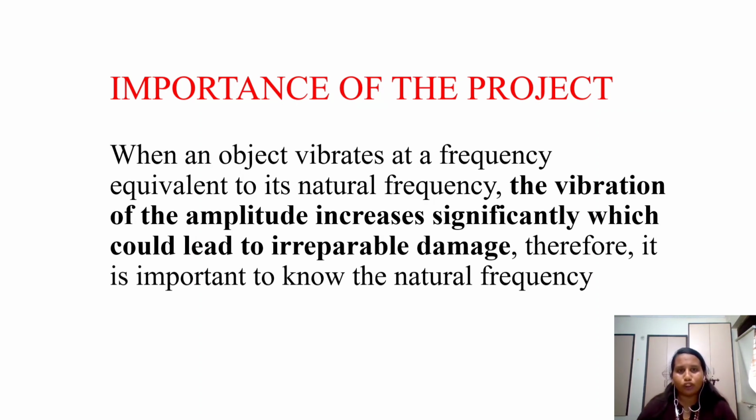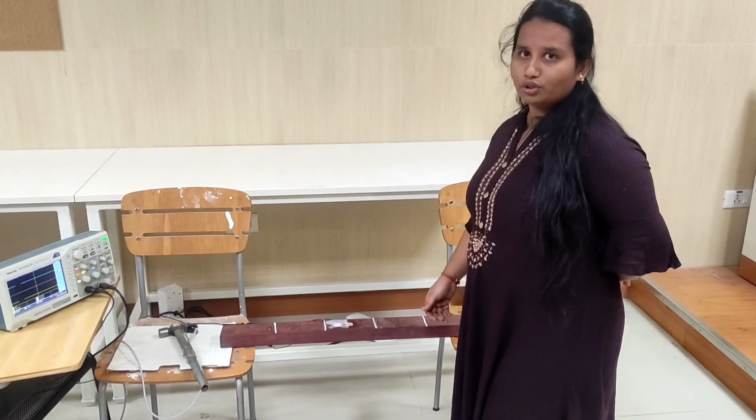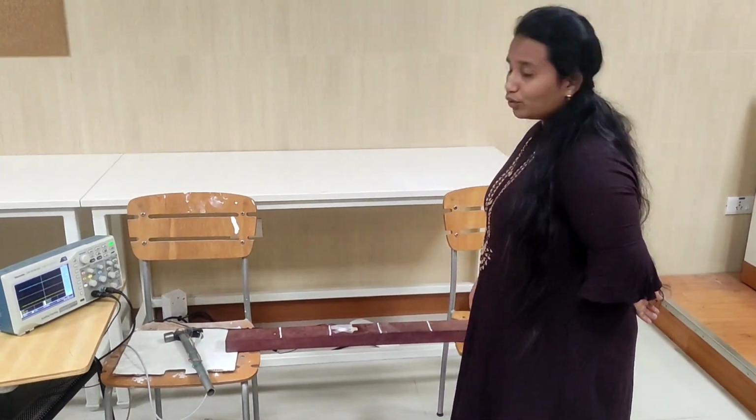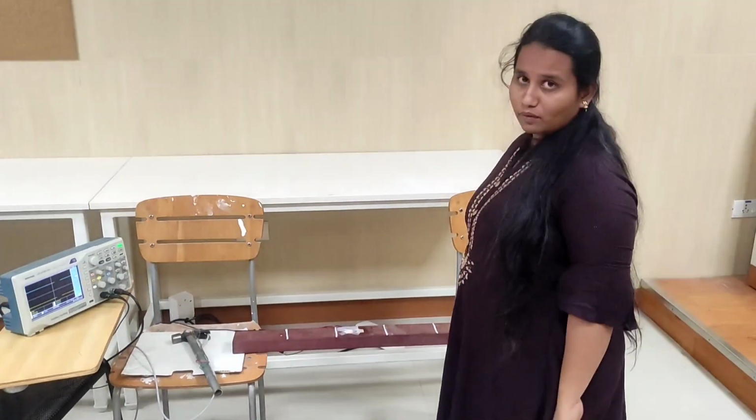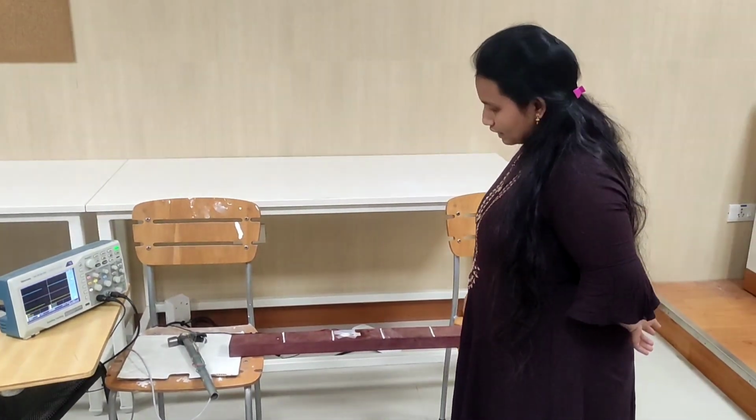Now I am going to show my experimental work. Continuing from my introduction, I'm going to do my experimental work now. I have considered a steel beam, which has a C-section geometry.